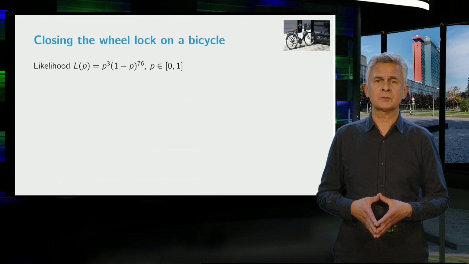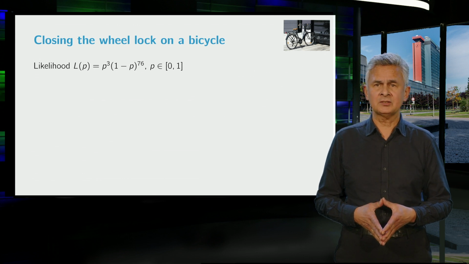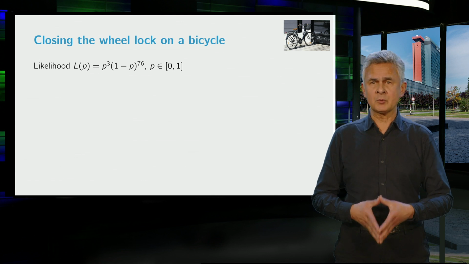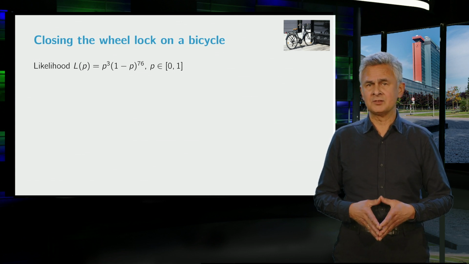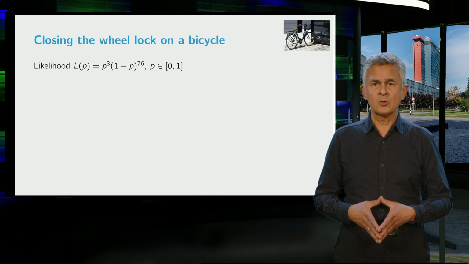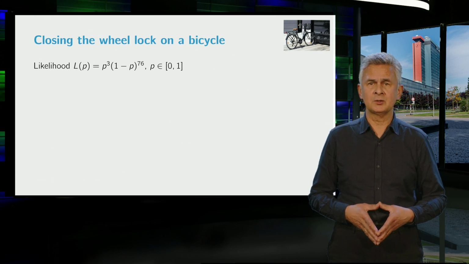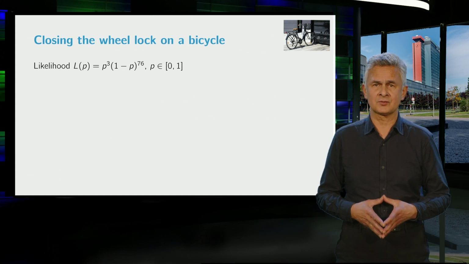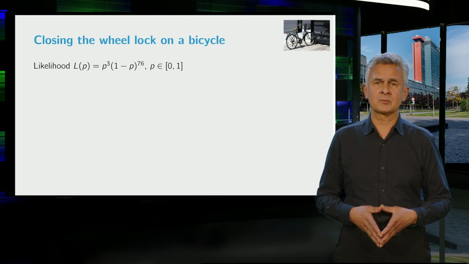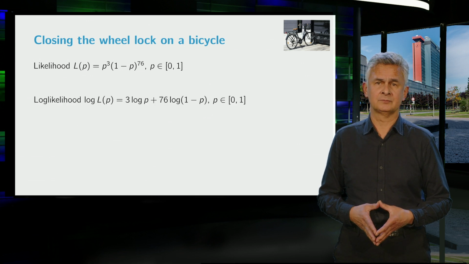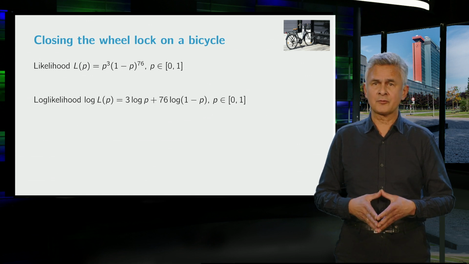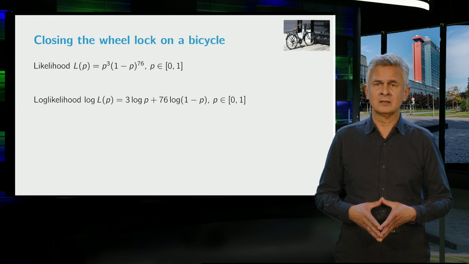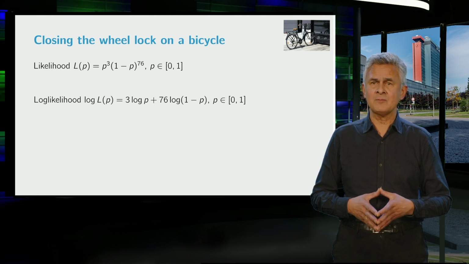Differentiating this expression with respect to p and setting the derivative equal to 0 would give us the answer. But before doing so, we make things a bit easier. Since we only want to know at which p the likelihood attains its maximum, and not what the value of the likelihood is, we might as well maximize the logarithm of the likelihood. Because the log function is a monotone increasing function, L and the log of L attain their maximum at the same value for p.